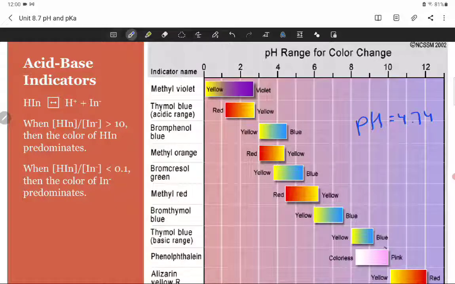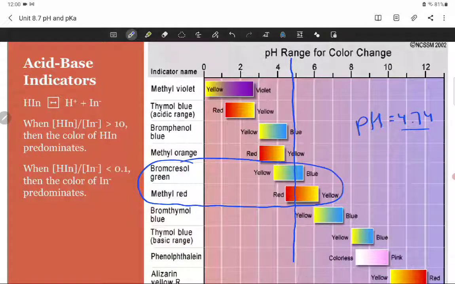Would we want to pick phenolphthalein? No, because it changes, I don't know, somewhere in that range. So that wouldn't work. We would want something that changes in the 4.74 range. So let's go close to 5 here. So I think if you used either of these two, this would be appropriate.